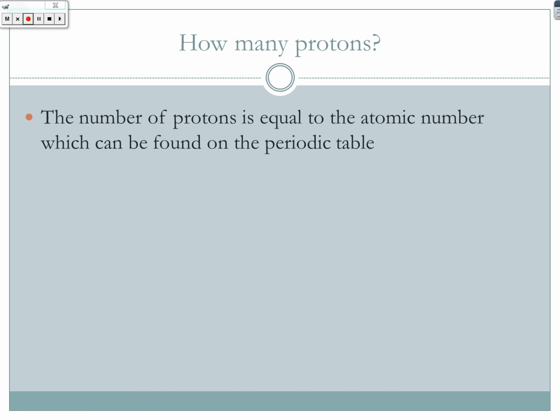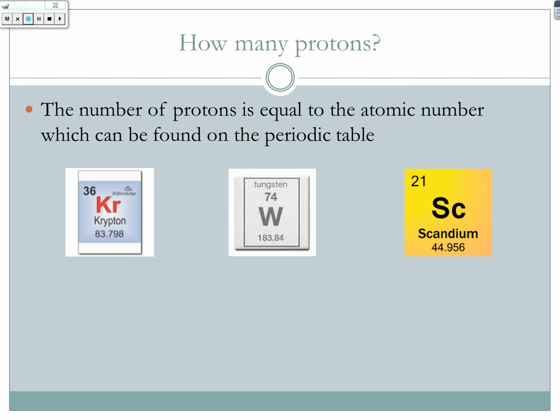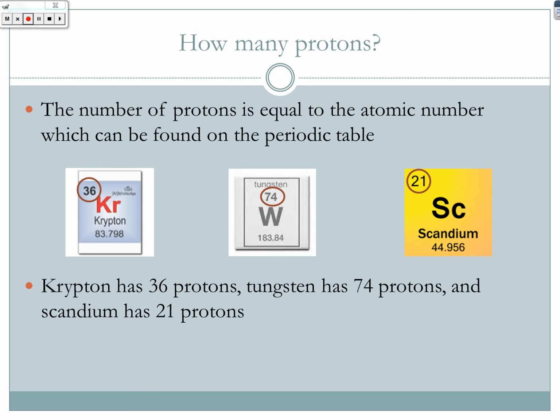So the question is then, how do you find out how many protons? Like I said, the number of protons is equal to the atomic number, which can be found on the periodic table. So all you have to do is look at the periodic table. Here I have 3 tiles of different elements that you would find on the periodic table: krypton, tungsten, and scandium. I've circled the atomic number, which is the number of protons. Krypton has 36 protons, tungsten has 74 protons, and scandium has 21 protons. So to find the atomic number or the number of protons, all you have to do is look at the periodic table, and it's written right there. The number of neutrons would be found by the given mass number, which would have to be given to you. You cannot just determine it. Then you use subtraction to find the number of neutrons.